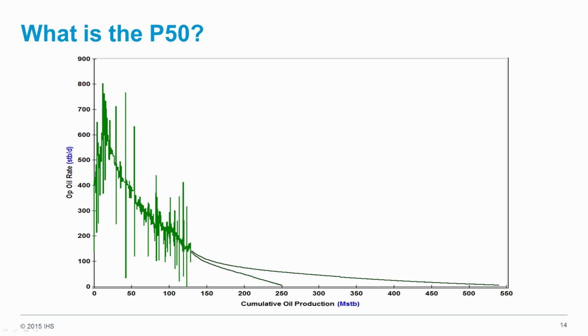Deterministic modeling can also be very subjective. This is where the probabilistic approach is going to help us. The probabilistic approach is going to generate, using Monte Carlo simulation, defensible P90, P50, and P10 forecasts.